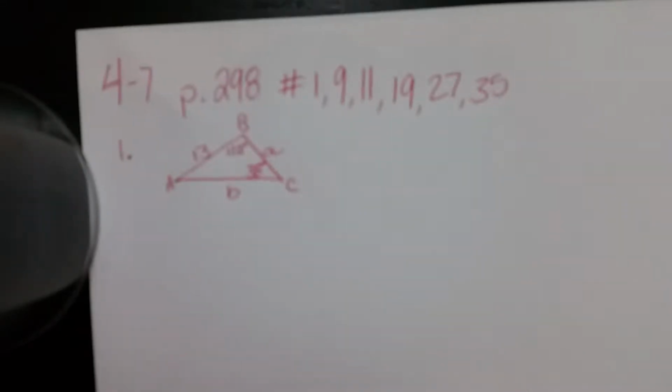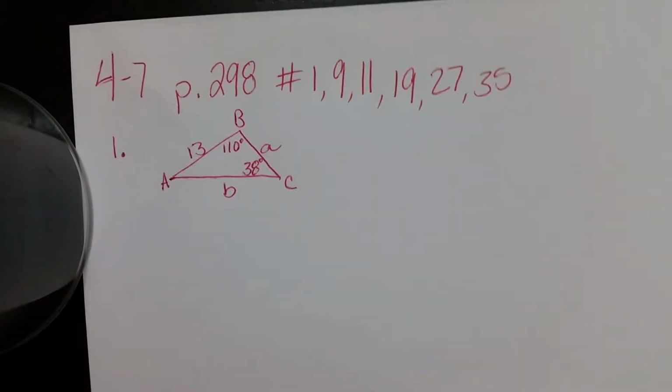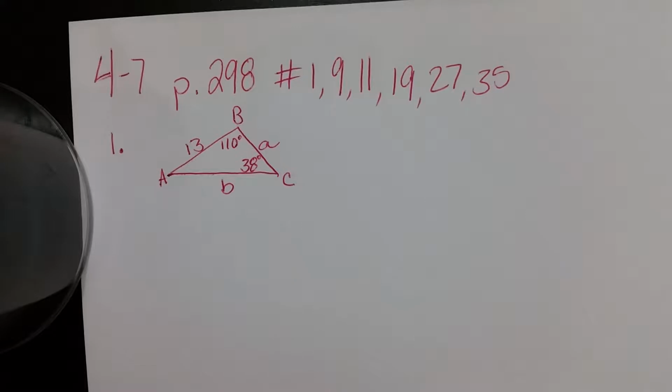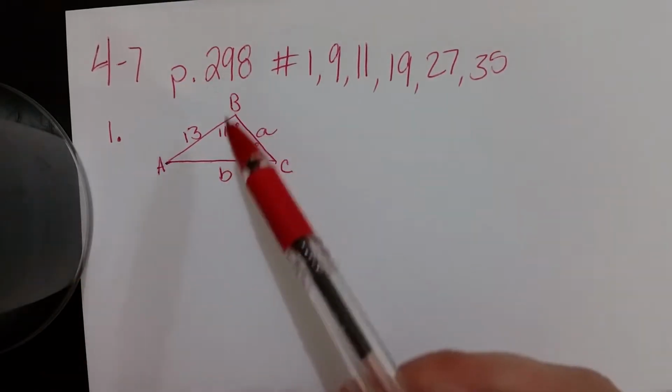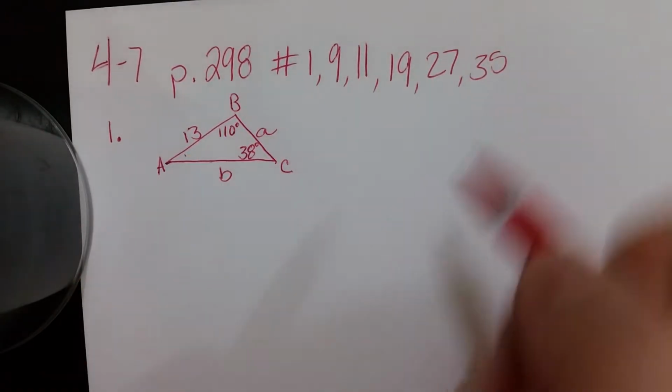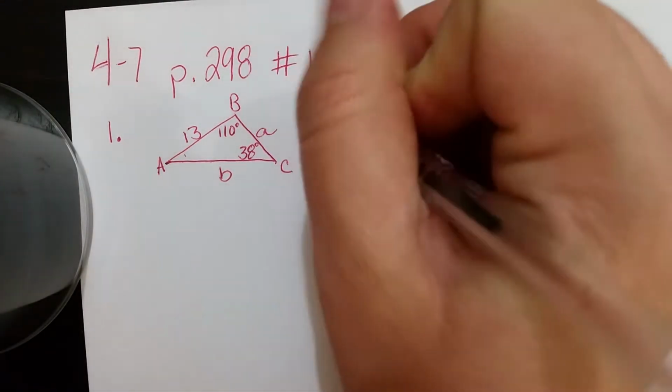So this is the 4-7 suggested assignment posted on Edmodo, number 1. Basically, it says solve each triangle, round to the nearest tenth if necessary. So the first thing I notice is that I'm only missing one angle, so I'm going to go ahead and find that the easy way.